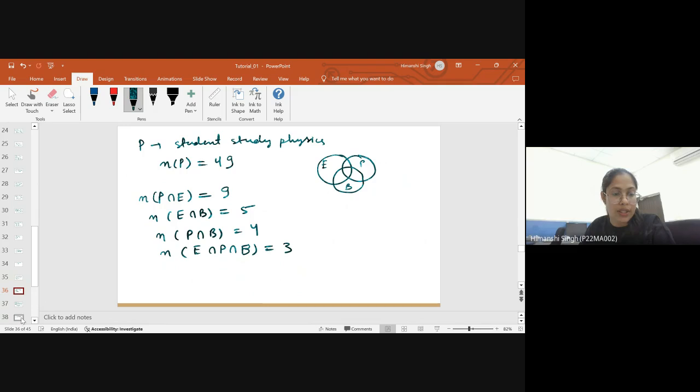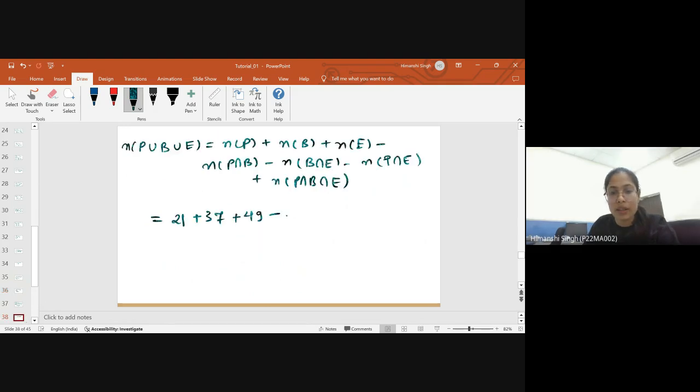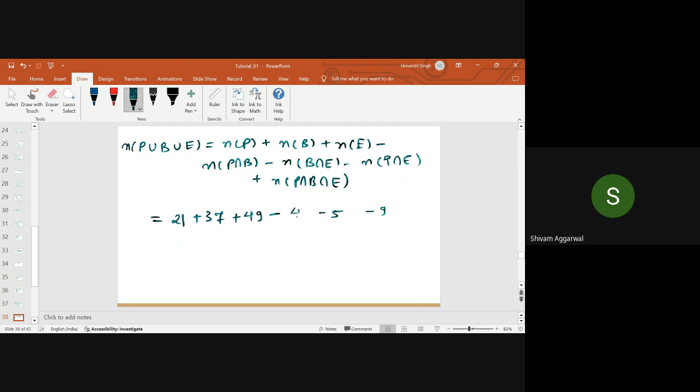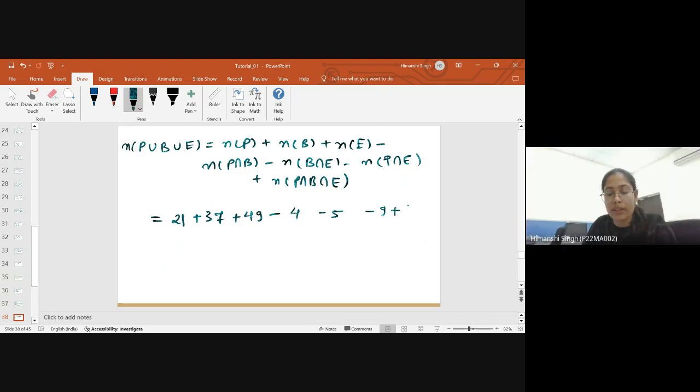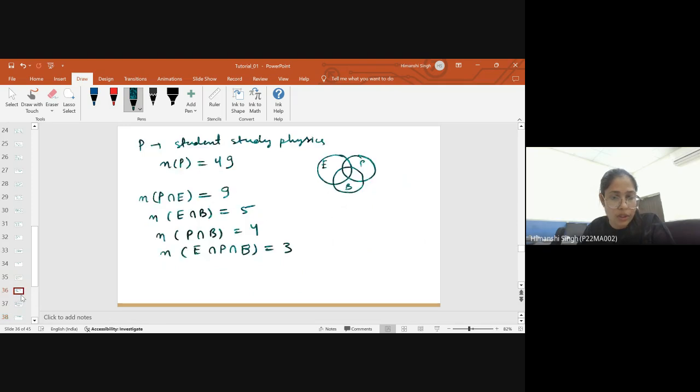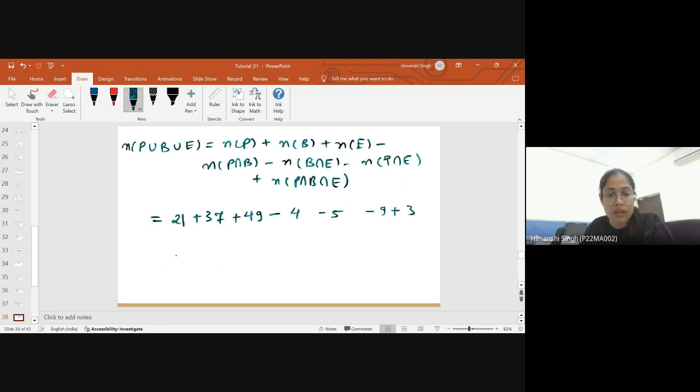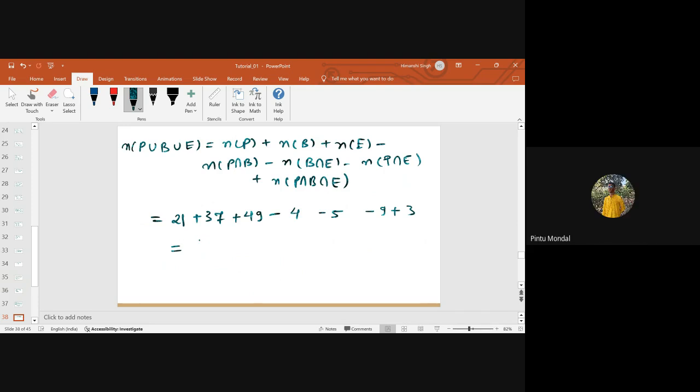So P intersection E contains 9 elements. So minus 9, minus number of elements in B intersection E, which is 5. And in P intersection B it is 4, I think. And in the whole intersection there are three elements. So just what the sum is? 40, 60, 71, 72.